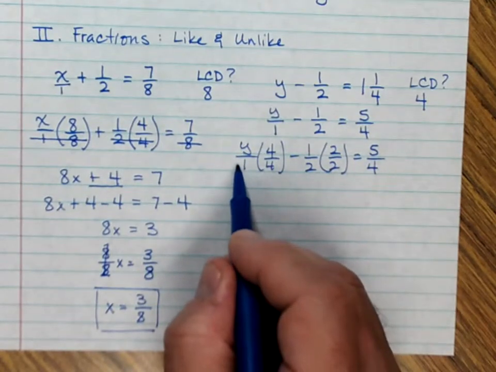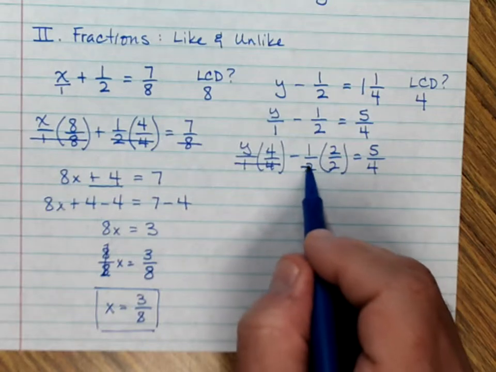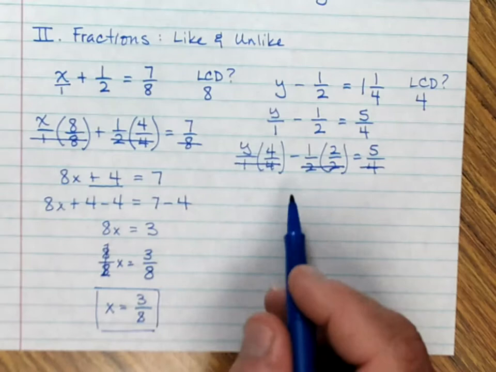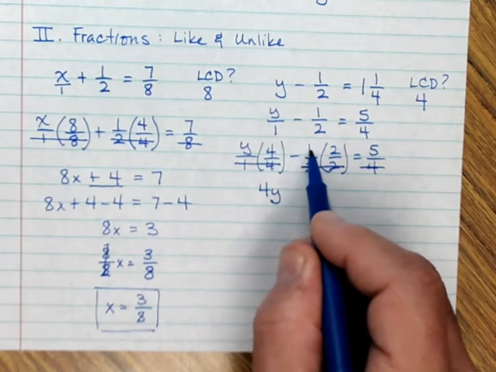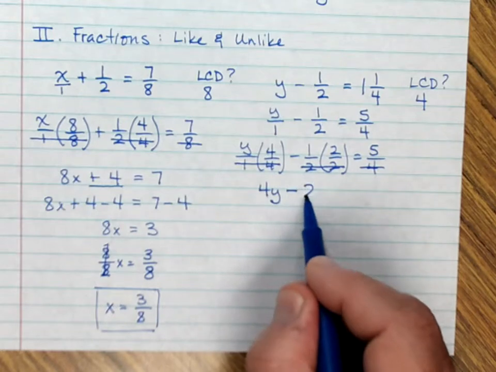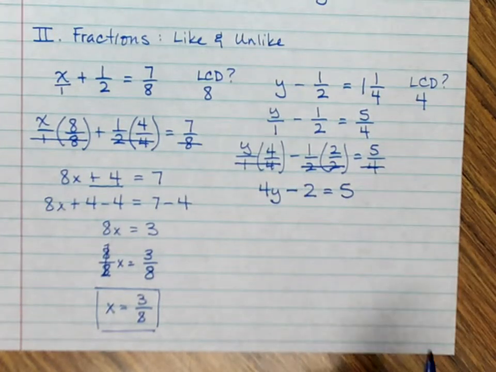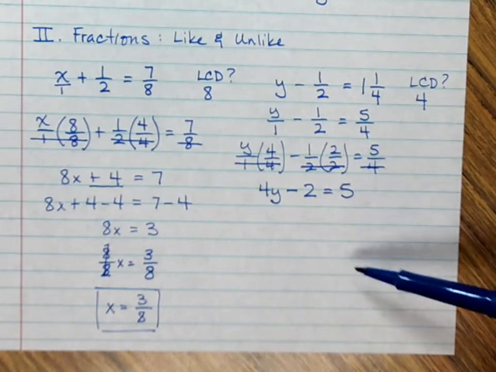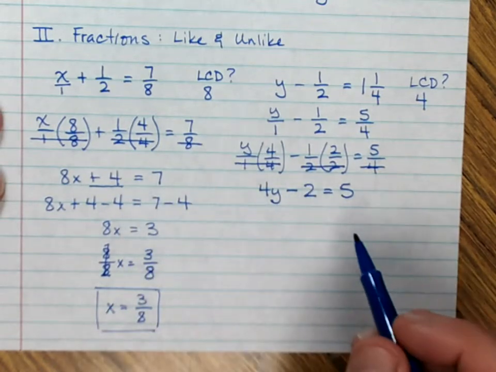This is my favorite part. 1 times 4 is 4. 2 times 2 is 4. And then this is already 4. So 4 times y, negative 1 times 2, is equal to 5. And right about here, they really start to resemble each other a great deal as far as the first and second examples go.